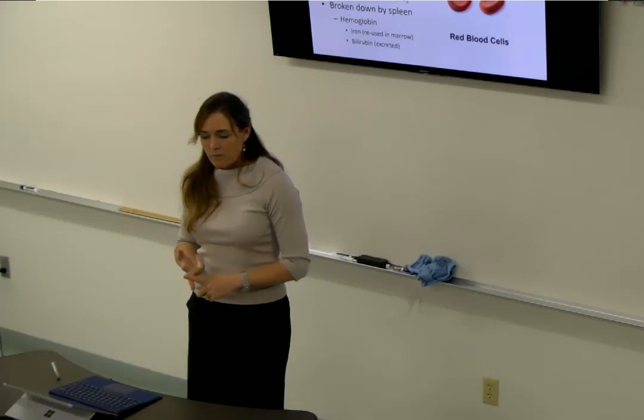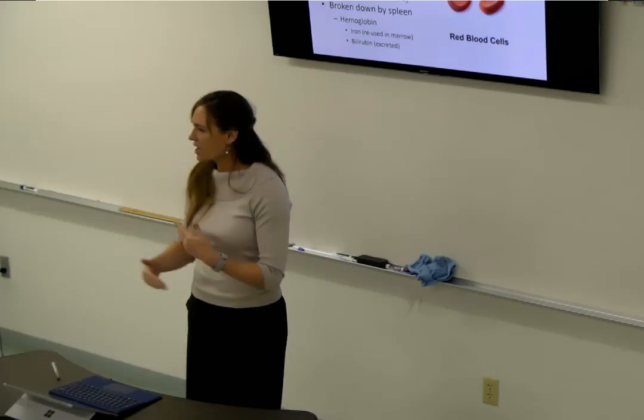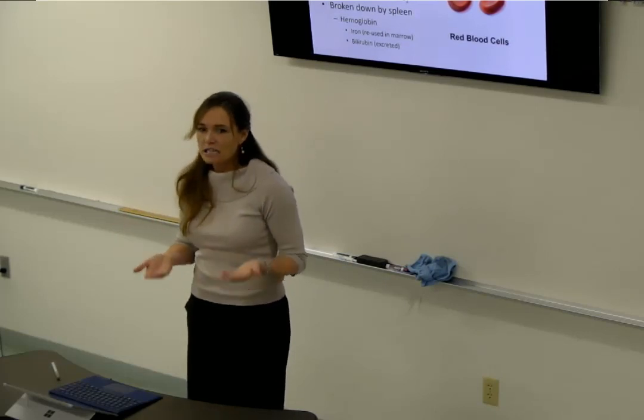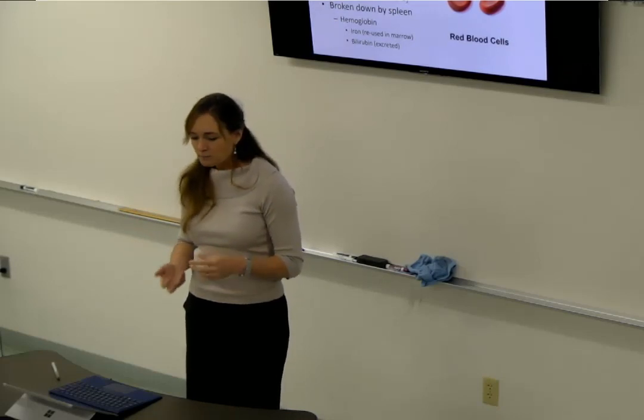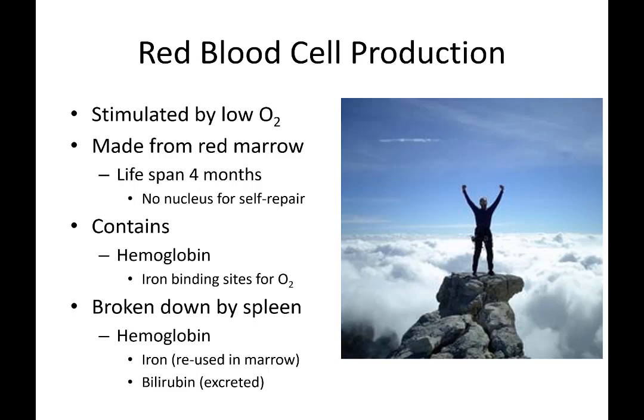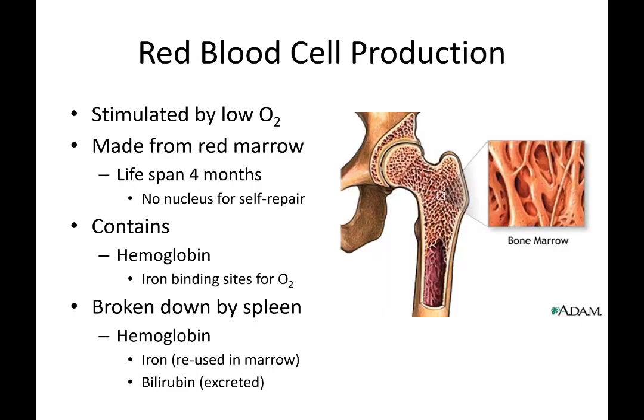So they last for 4 months. So we always have a constant production going on anyways. It'll just increase that production if you're going to be in a lower oxygen environment. So here, this is my little schematic for the low oxygen. So altitude's where you're going to get more low oxygen. It's made in the marrow. Again, this is a constant production of red blood cells coming from the marrow.